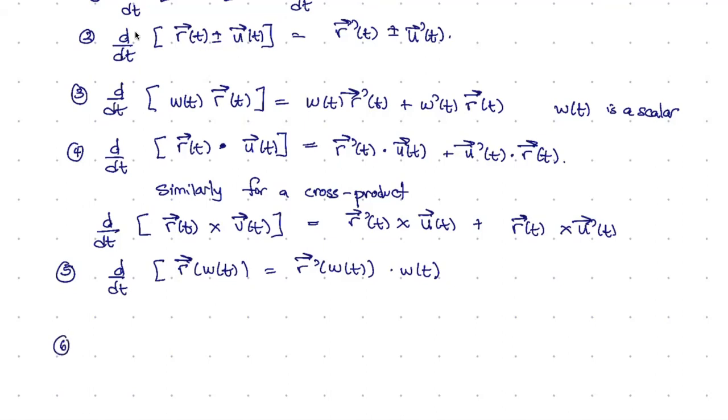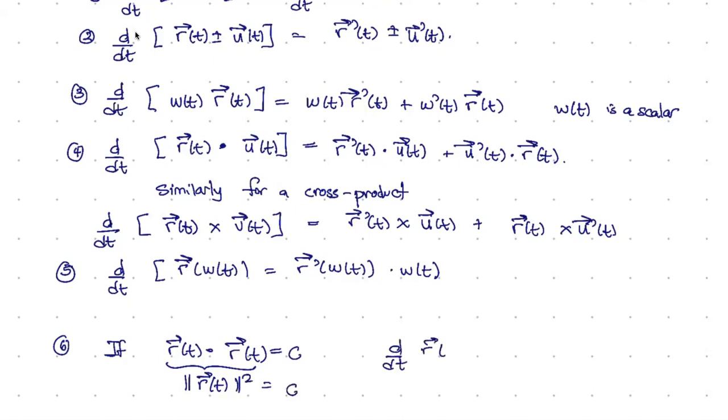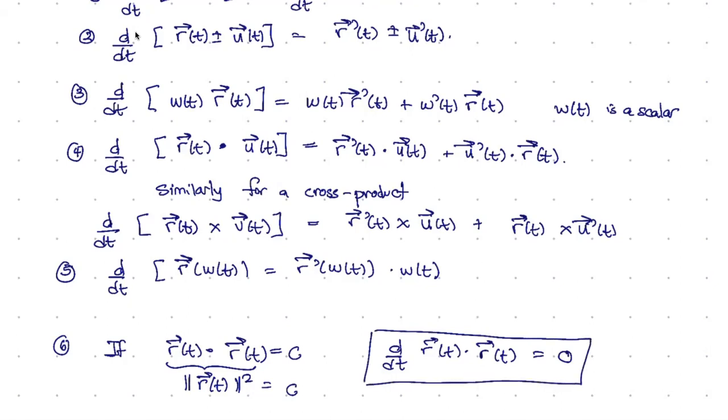And lastly, if you had that r of t dot r of t is equal to a constant, remembering that r of t dot r of t is going to be the norm squared, then d dt of r of t dot r of t is going to equal 0, which is what you would expect.